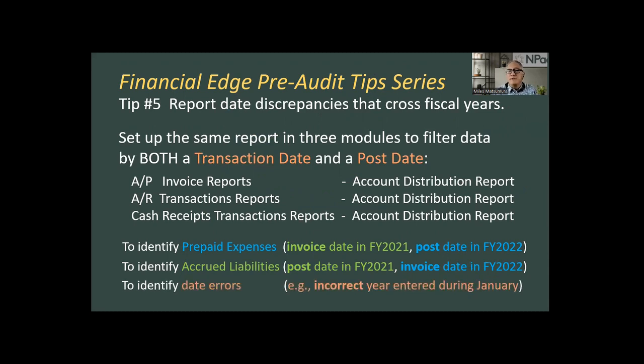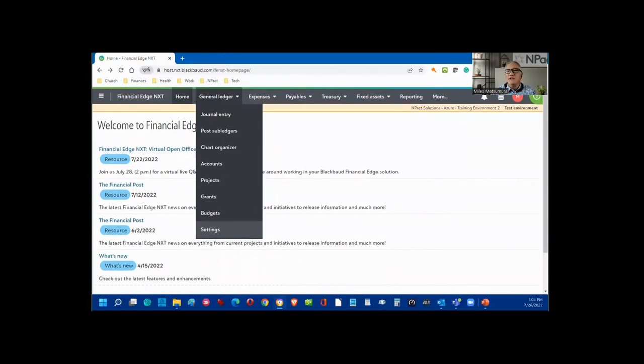Now, date errors. The example on the screen is an easy one. When the new year begins, it is not uncommon for staff to enter the previous year out of habit. However, if you're also in the habit of soft closing each month, then you'll avoid that type of date error. Soft closes are easier to do in Financial Edge NXT than in Database View.